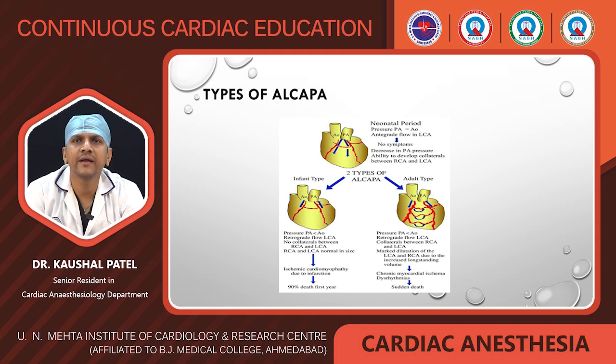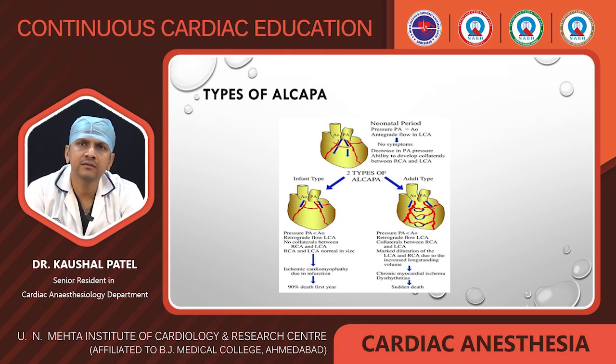So the patient may present to you in the OPD at around the second decade of life, and in coronary angiography or CT angiography you can see the very large size of the right coronary artery. Similar to the infant type of ALCAPA, the chronic deoxygenated blood supply to the left side of the heart can cause chronic myocardial ischemia and dysarrhythmias, and sudden death may be precipitated in the adult type of ALCAPA.